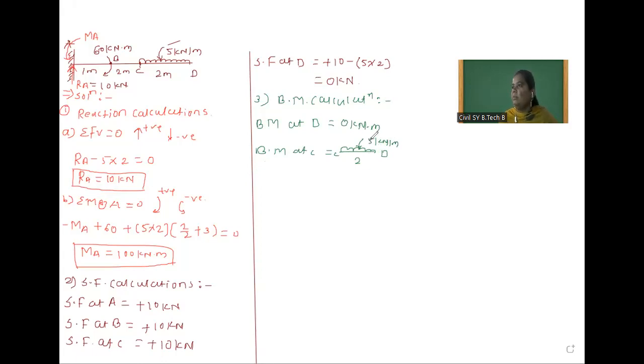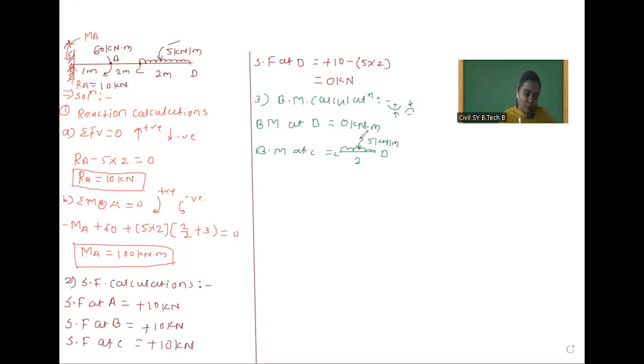Please remember one thing. Whenever we calculate bending moment, at that time we have to refer to sagging and hogging. If an upward force is there, then sagging nature will be there. And if a downward force is there, then hogging nature will be there. If hogging nature, minus sign, and if sagging nature, then positive sign.